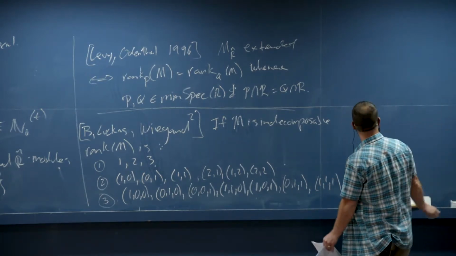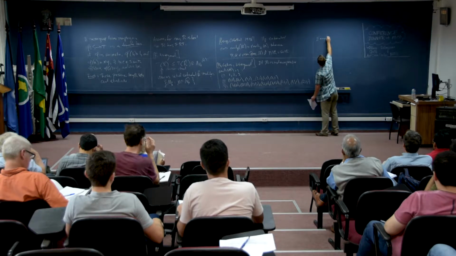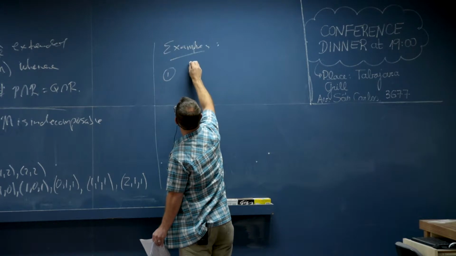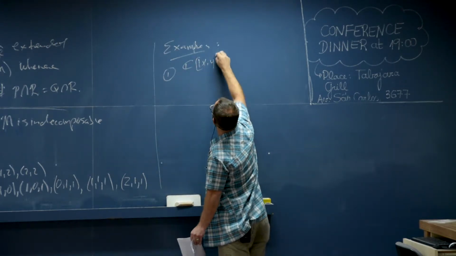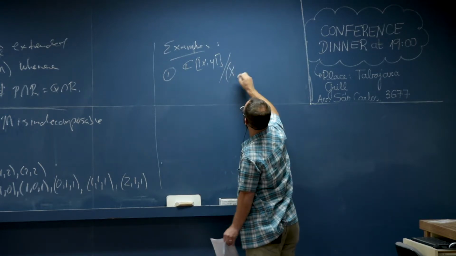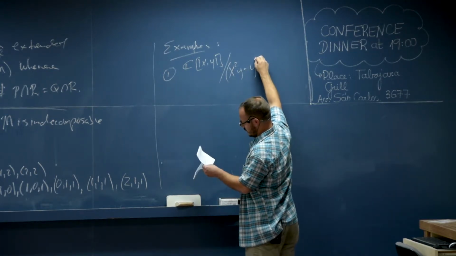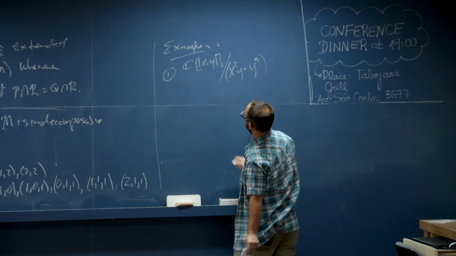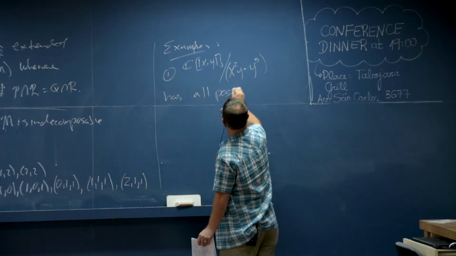I have here an example. So if I look at the power series ring in 2 variables modulo x squared y minus y to the 5th, probably, that should do it. It has all possible ranks.